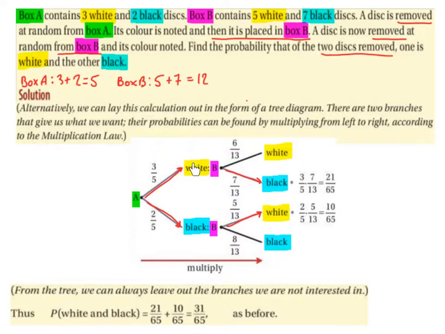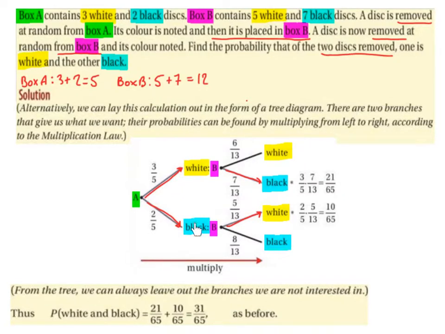So if a white disc was chosen from box A and put into box B, then 5 plus 1 makes 6 white discs over a total of 13. So remember there was 12 discs in box B, but a white one was put into box B, so 12 plus 1 makes 13. So 6 over 13 is the probability of choosing white. And 7 over 13 is the probability of choosing black, because there were still only 7 black discs in box B over a total of 13, because 12 plus 1 is 13.